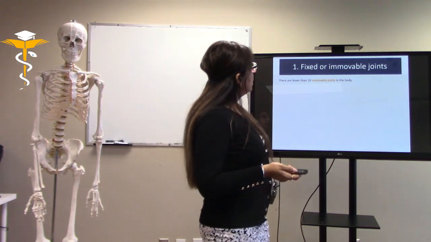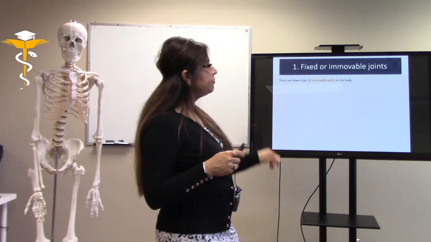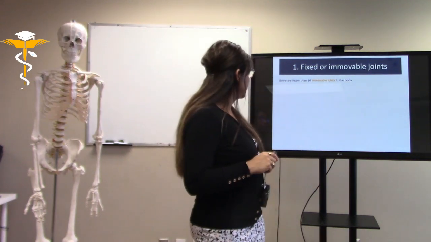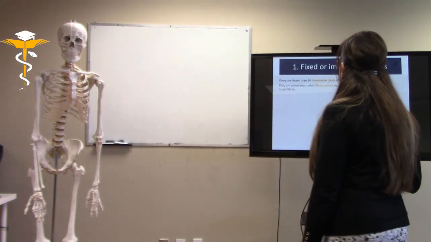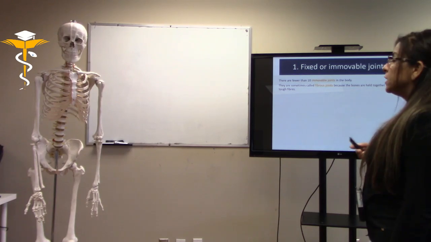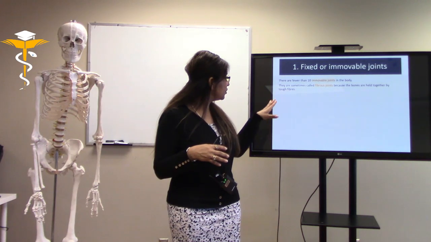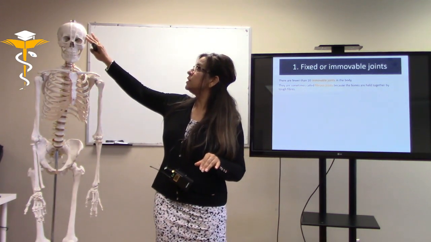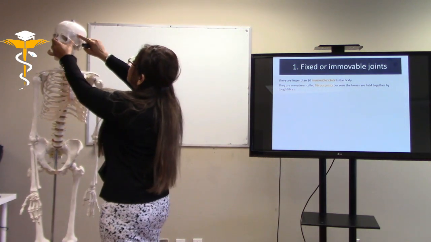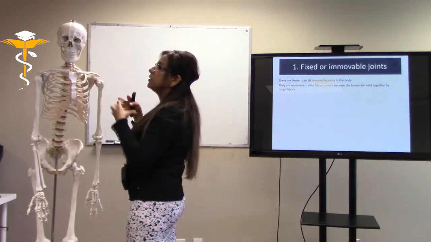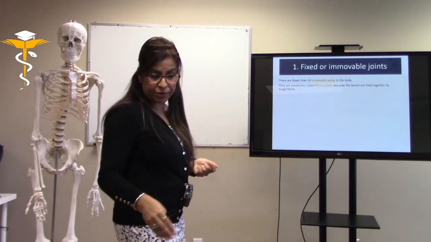Going into a little more detail on the fixed or immovable joints. There are fewer than 10 immovable joints in our body. And as I mentioned to you, these are also called fibrous joints because the bones are held together tightly with tough fibers. So if you see these sutures again, several bones are fused together, and they're held together by a tough fiber.